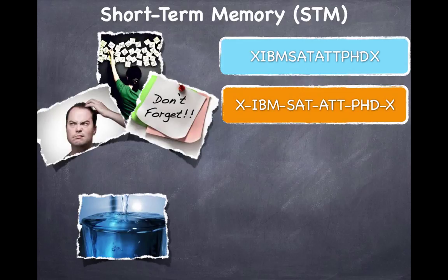So X, IBM, SAT, ATT, PhD, and X is easier to remember in that sequence in the blue by breaking it into smaller chunks. And that's called chunking. It's grouping or organizing bits of information into larger units, reducing the information to the number of pieces that short-term memory can manage. So for example, we group OHIP as being the Ontario Health Insurance Plan.